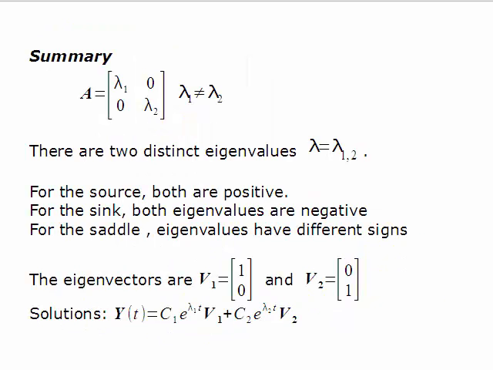So this is just a quick summary for the canonical example of a source, sink, or saddle. The simplest matrix is the coefficient matrix with the diagonal matrix with the two eigenvalues sitting on the diagonal. So it is lambda 1, 0, 0, lambda 2, and the two eigenvalues for this case are not equal to each other, and they're non-zero. So we have two distinct eigenvalues. For the source, both of these are positive. For the sink, they're both negative. For the saddle, they have different signs. The eigenvectors are the same in each case. V1 is along the x-axis, V2 is along the y-axis if you were using x and y. Okay, and here's the solutions.